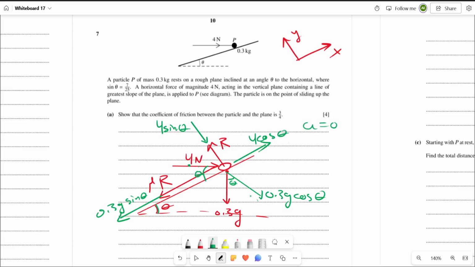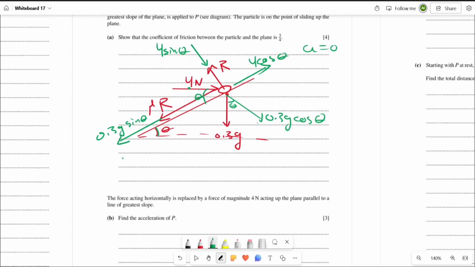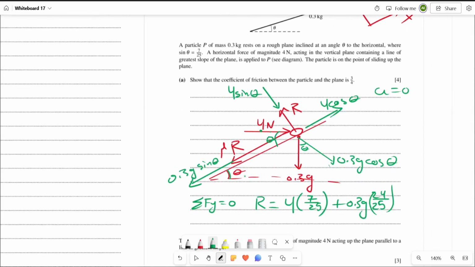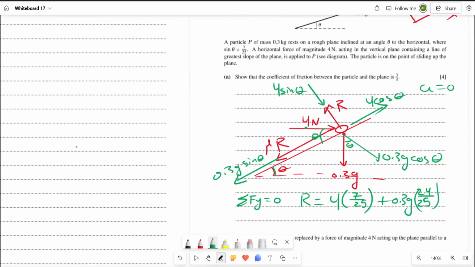Acceleration is 0. So again, let's start by doing sigma Fy equals 0. The reaction force upwards is going to equal the 2 downward forces, so R equals 4. Instead of sine theta, I'm going to put in 7 over 25, plus 0.3 g. Instead of cosine theta, it's going to be 24 over 25. This is the first equation. Let's continue on the left over here.